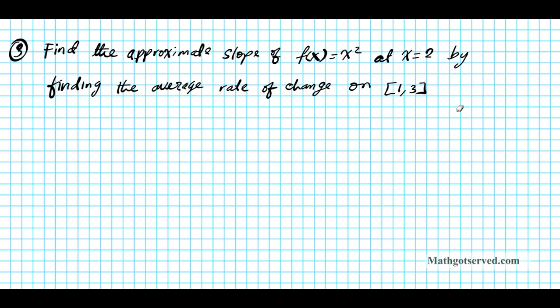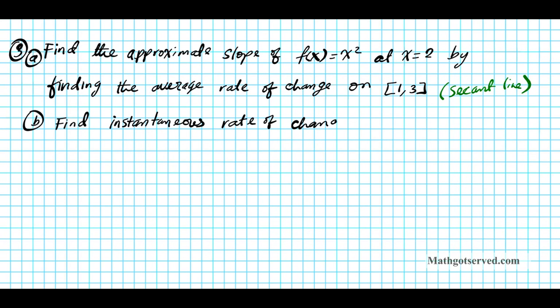Okay, in this case we're going to be using the secant line to approximate the slope. And then this is the a part, and then in the b part you're going to find the slope at x equals 2, or the instantaneous rate of change, at x equals 2.